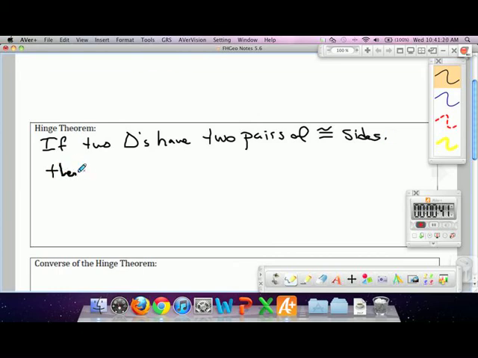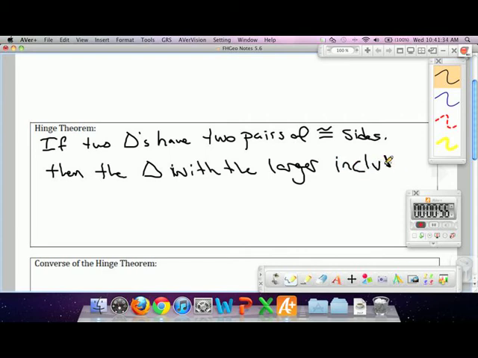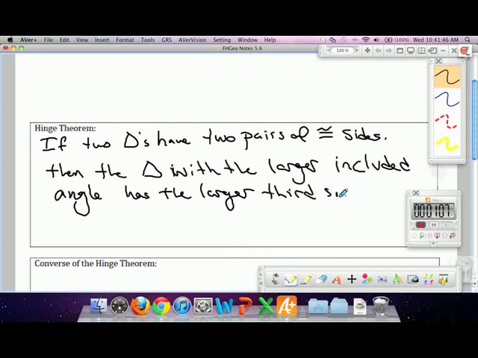then the triangle with the larger included angle has the larger third side. Okay. I'm drawing this, it's going to be very not to scale, but I'm going to try my best.